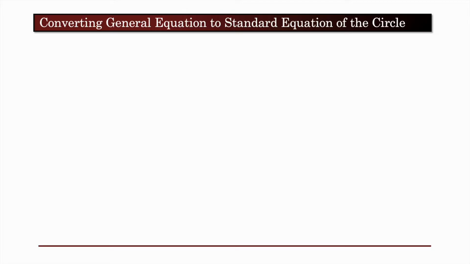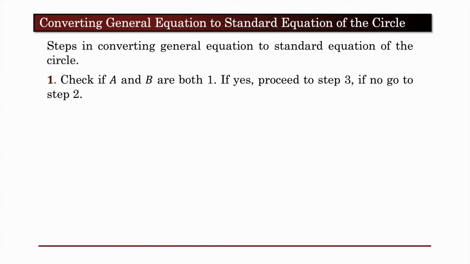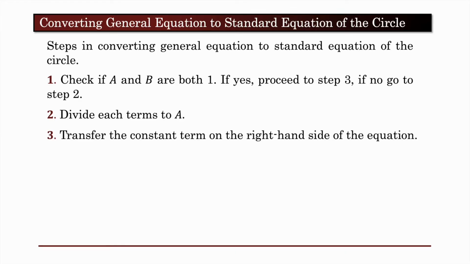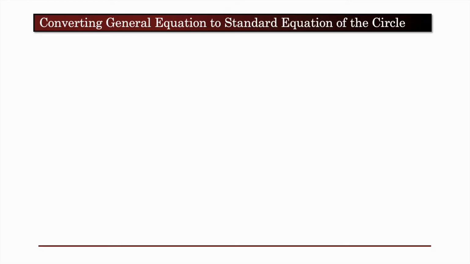So let us start. Now, for you to convert general to standard, we have to follow the 6 steps. First, check if A and B are both 1. If yes, proceed to step 3. If no, go to step 2. Step 2, divide each term by A. 3, transfer the constant term to the right-hand side of the equation. 4, complete the squares of x and y terms. 5, factor the x and y terms, and lastly, simplify the constant term.